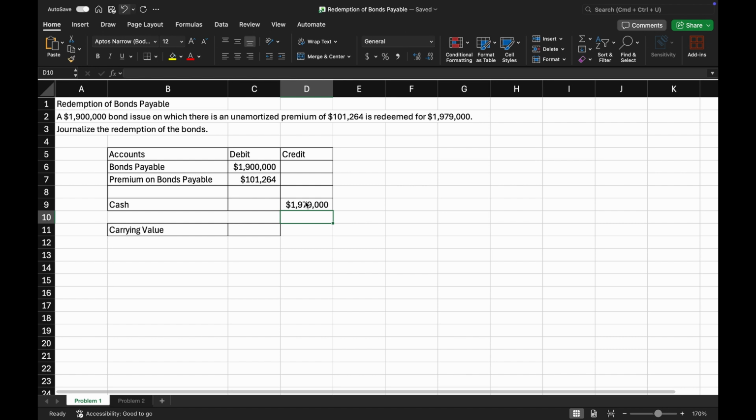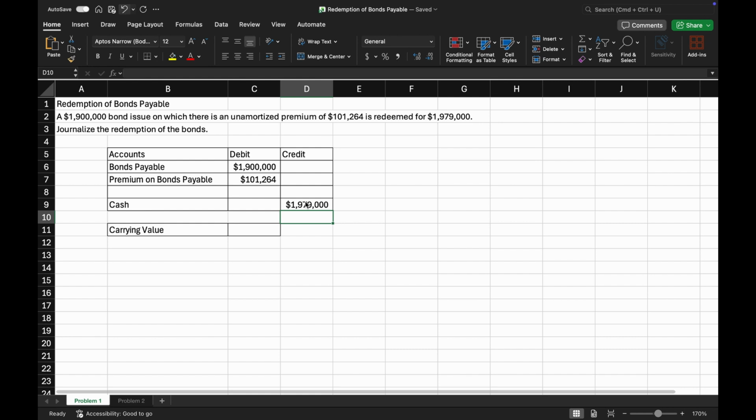Lastly, gain or loss on redemption of bonds payable. The gain or loss account is the balancing amount needed to complete this entry and is the difference between the carrying amount of the bond and the redemption price. This account exists because corporations usually redeem bonds at prices different from the carrying amount of the bonds. For this part of the journal entry, we need to determine if there is a gain or loss.